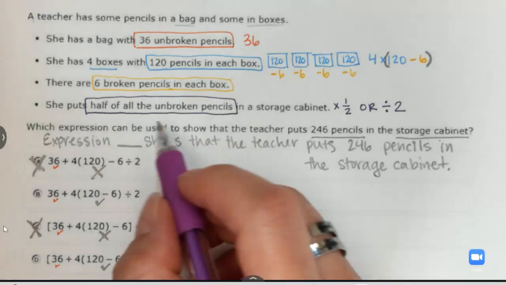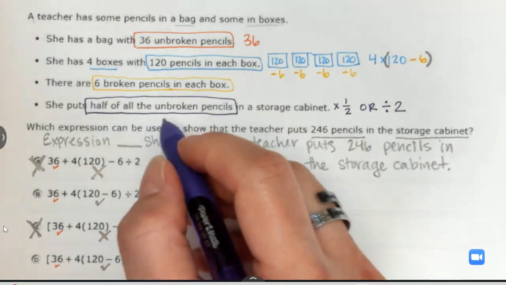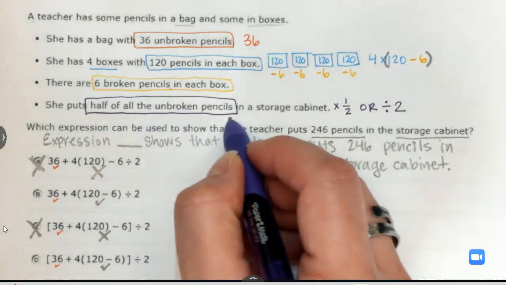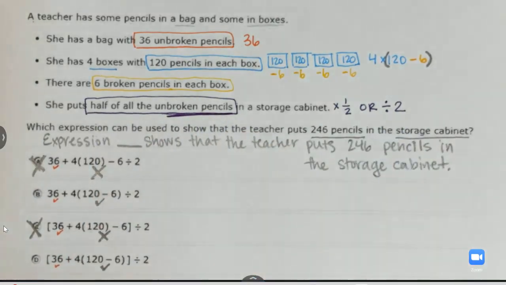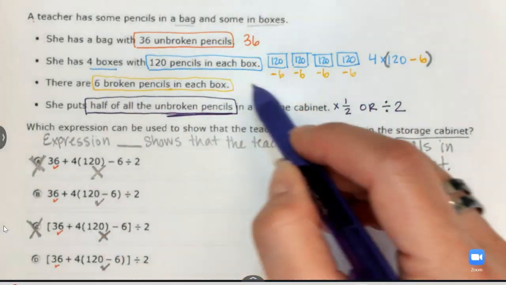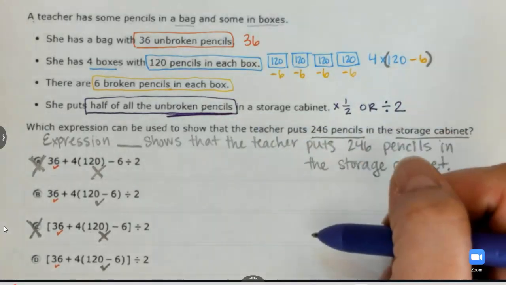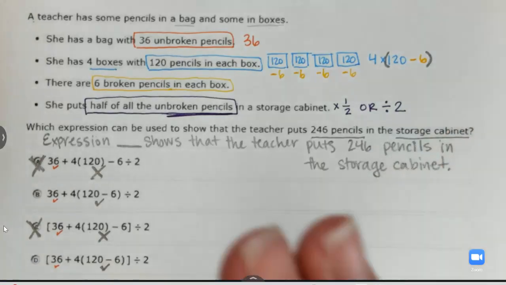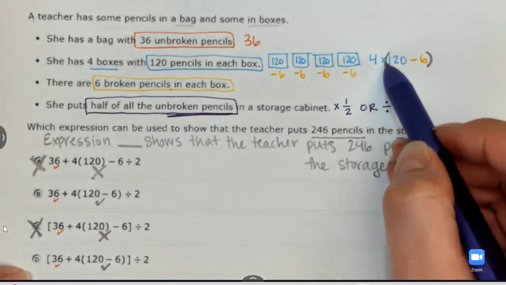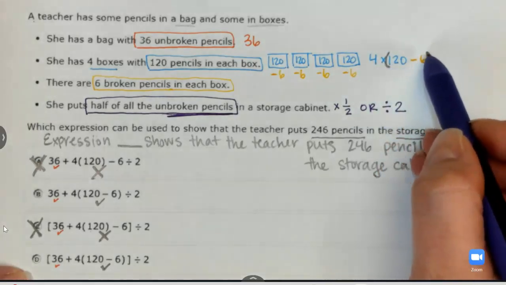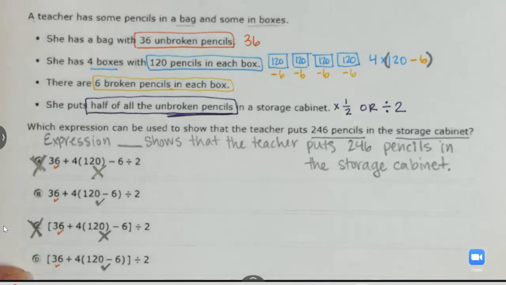So I need to find half of all of the unbroken pencils. So I need to figure out what my amount of unbroken pencils is before I can divide by 2. That means all of this math needs to be happening before I divide by 2. So I want to group together my 36 plus 4 times the grouping 120 take away 6, group again, and then there's going to be another bracket. Then I will divide by 2.